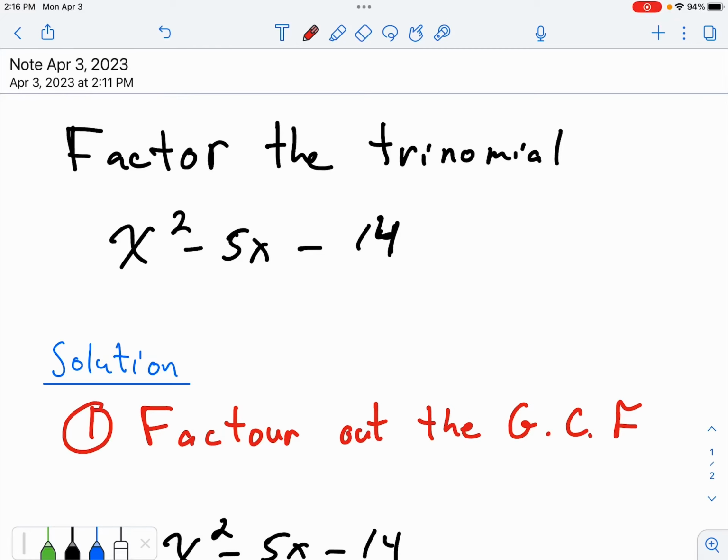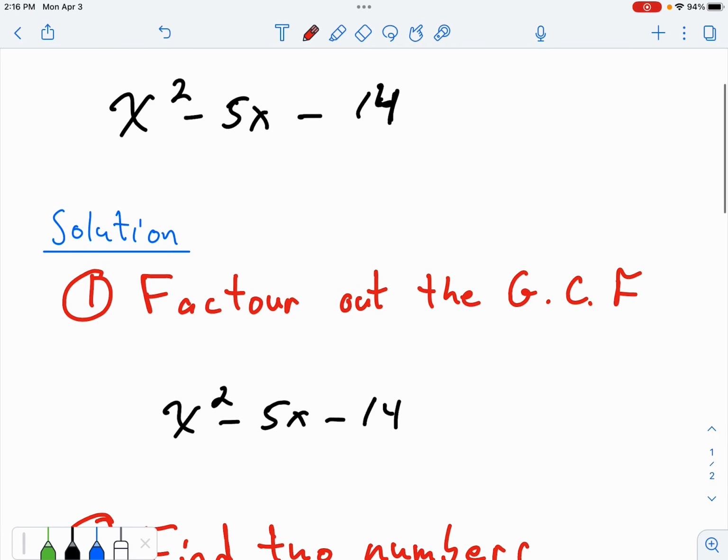Factor the trinomial x squared minus 5x minus 14. All right, so whenever you're working with a factoring problem, dealing with polynomials, you should always factor out the greatest common factor. And in this case, the greatest common factor is 1.